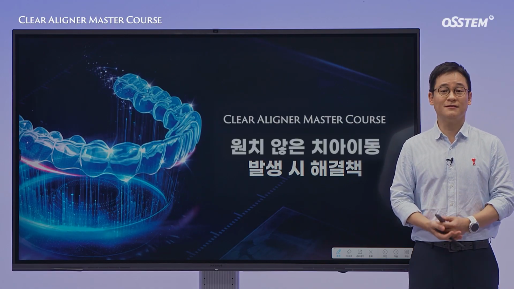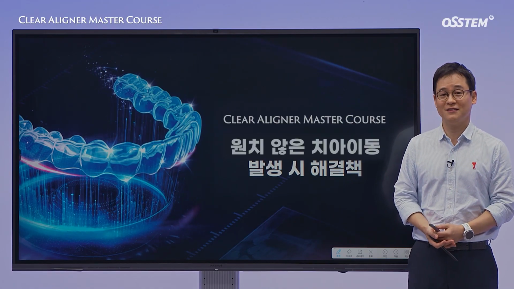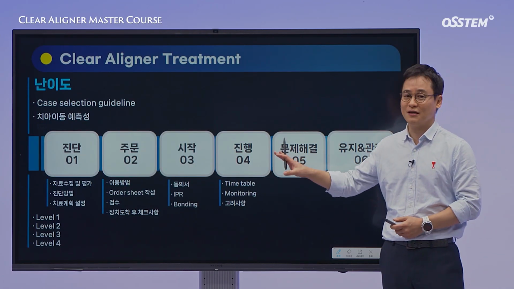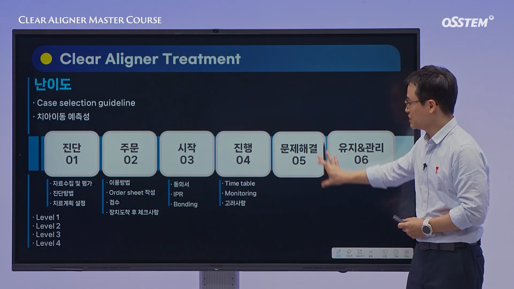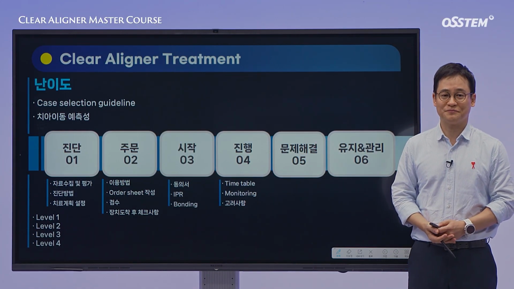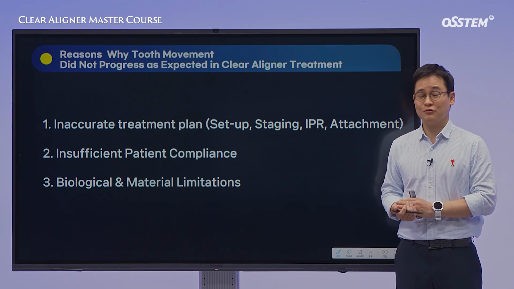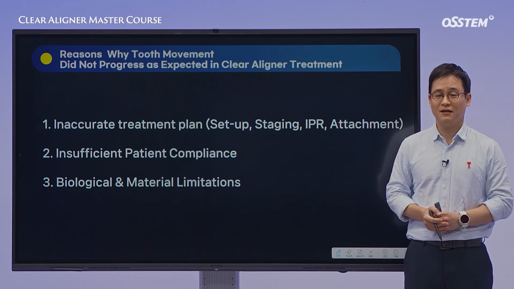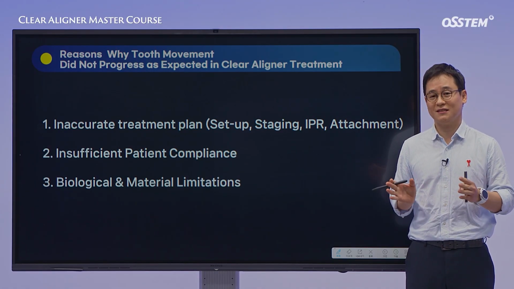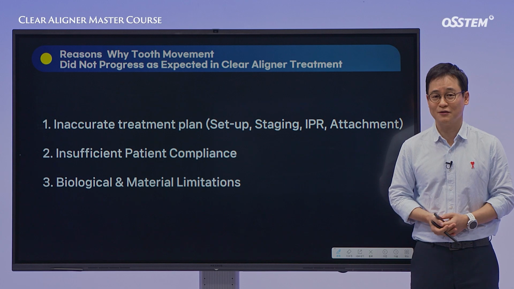In today's master course, I'd like to discuss how we can manage unintended tooth movement when it occurs. So far, we've been discussing this in the same context, and today, I'd like to take a closer look at how we can actually solve this problem. Whether using clear aligners or brackets, it would be ideal if treatment progressed as planned. However, unintended situations still occur.